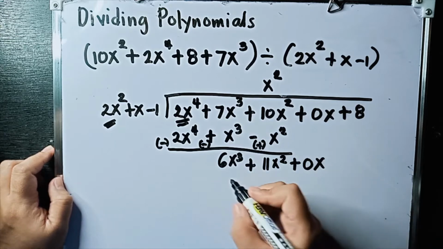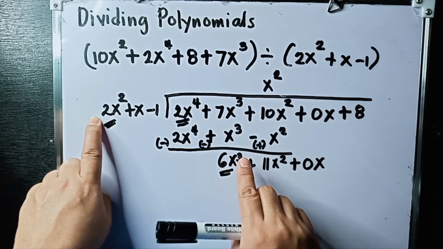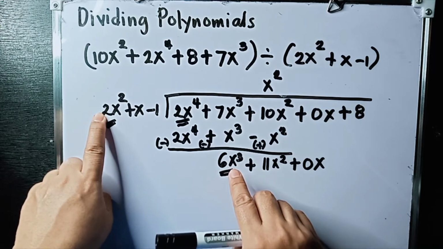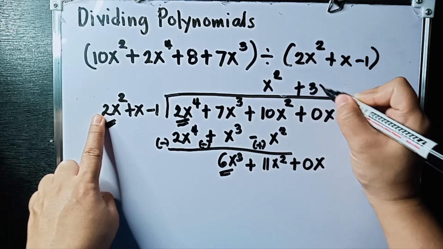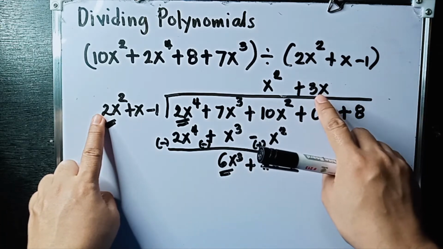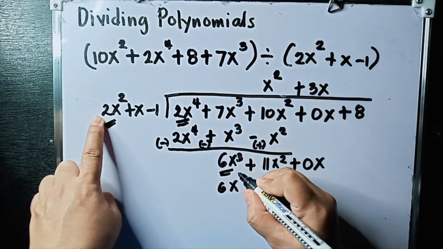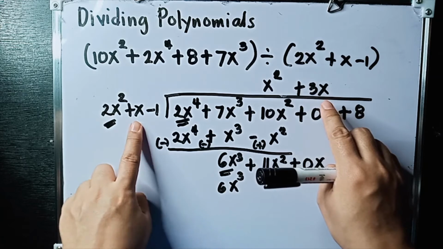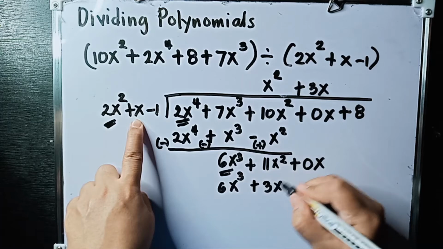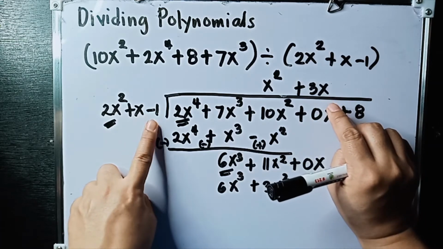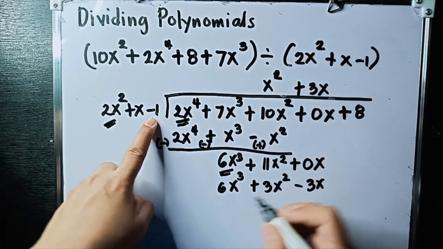And then we just repeat the process. We have to divide this one by the first term of the divisor. So we have 6x cubed divided by 2x squared. We have positive 3x. So 3x times 2x squared, we have 6x cubed. 3x times x, so we have positive 3x squared. 3x times negative 1, so we have negative 3x.